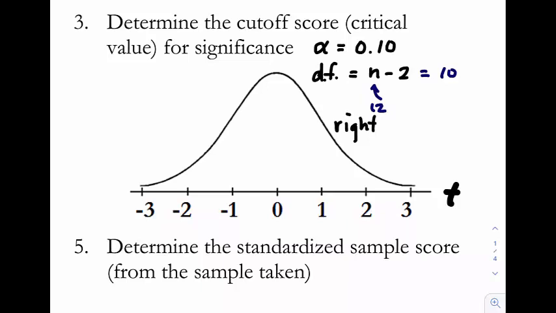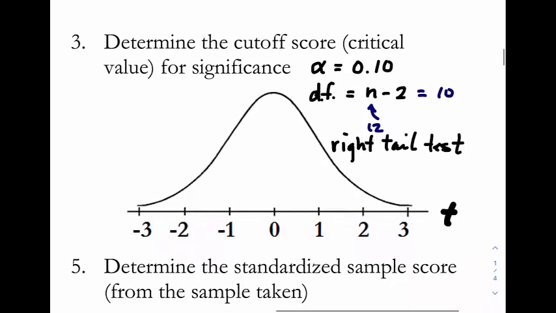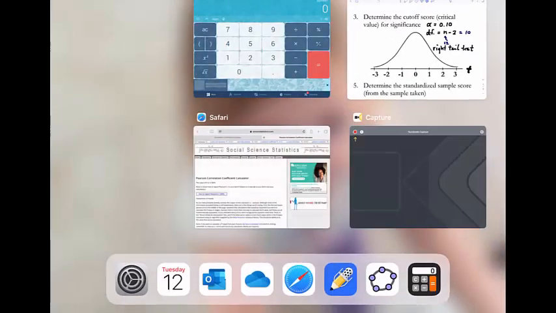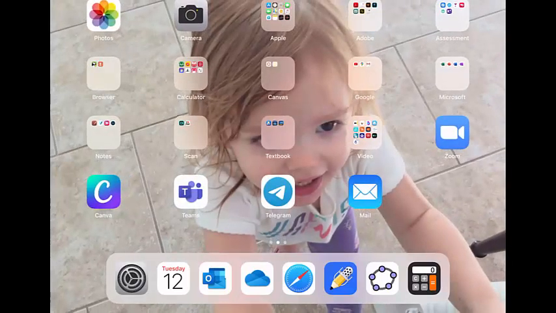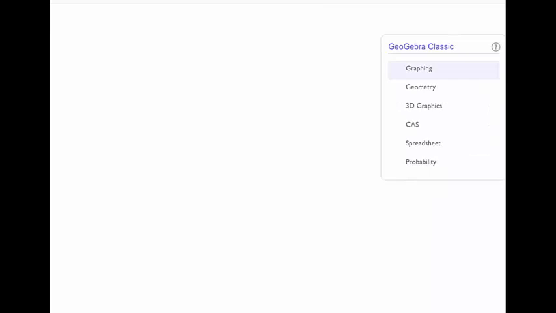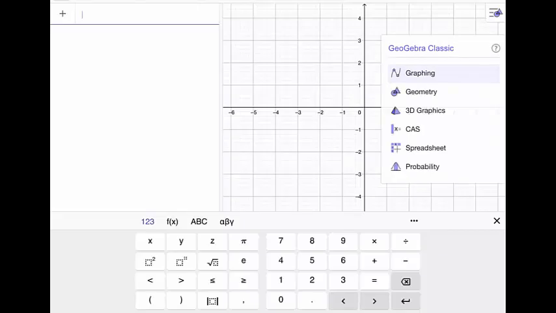So very similar to 9.4 on dependent, a right tail test. Okay, so for positive right tail, we're good to go there. So let's jump over to GeoGebra and find out that value for the cutoff point for significance. But there are a lot of required definitions here: degrees of freedom is n minus 2. We want to try to prove it's a student t distribution. So that always goes with correlation.